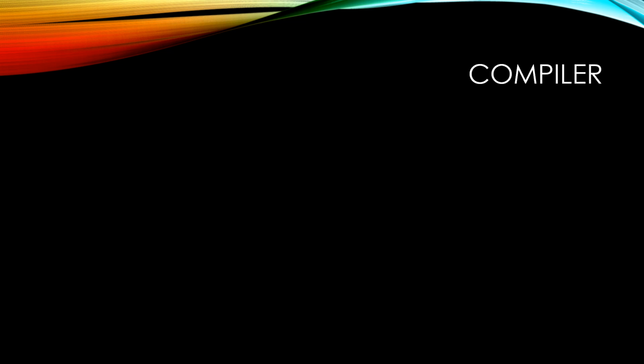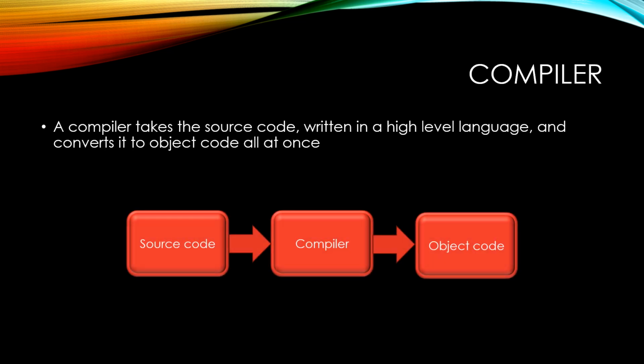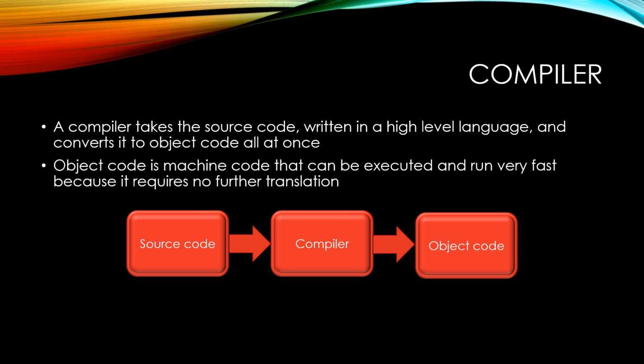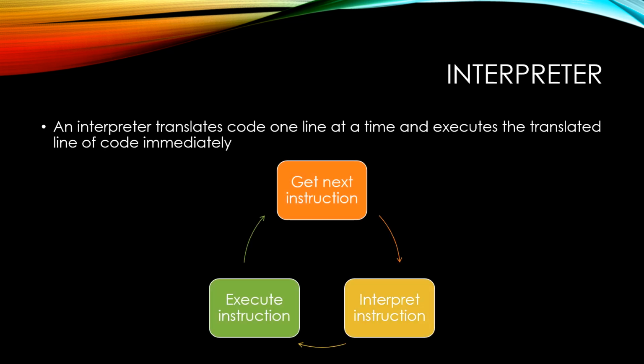A compiler takes the source code written in a high-level language and converts it to object code all at once. Object code is machine code that can be executed and run very fast because it requires no further translation. An interpreter translates code one line at a time and executes the translated line of code immediately. So the process is get the next instruction, interpret that instruction, execute that instruction, then get the next instruction, and this cycle continues until all the instructions are complete.